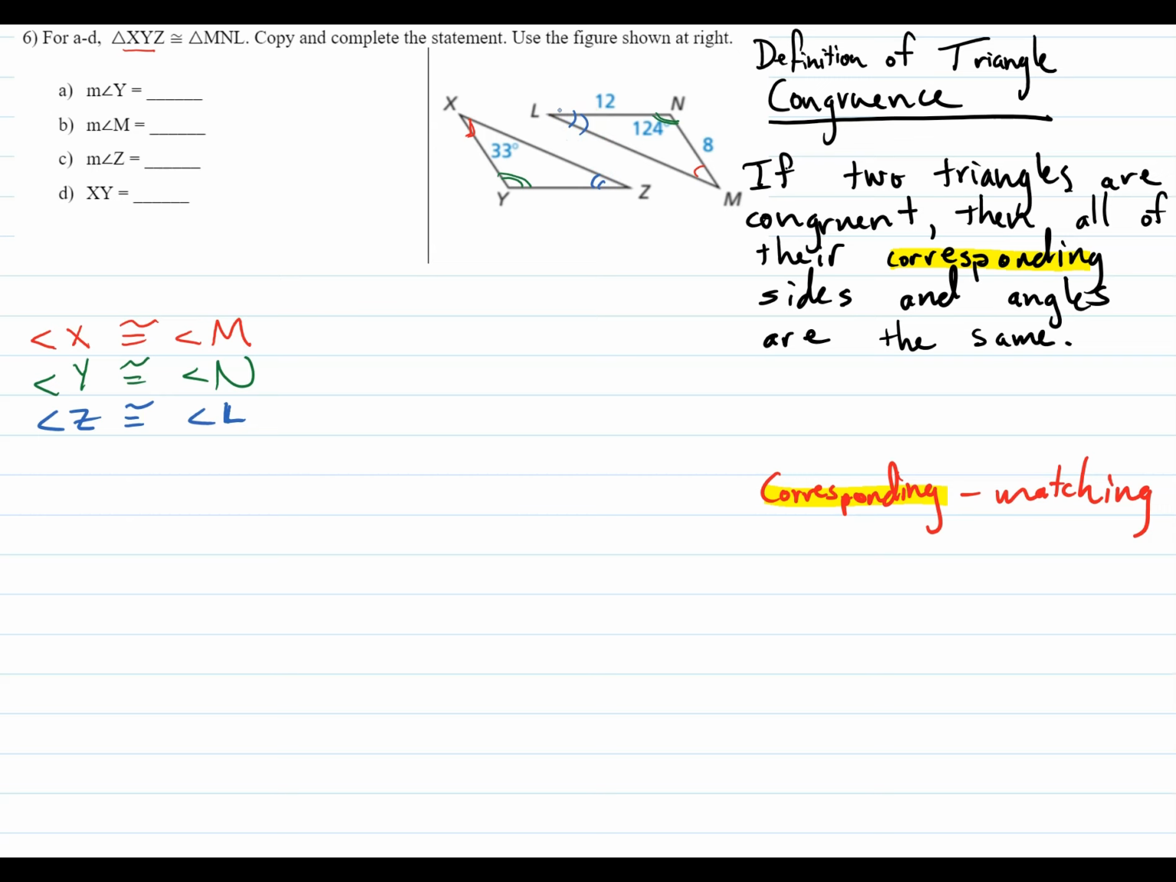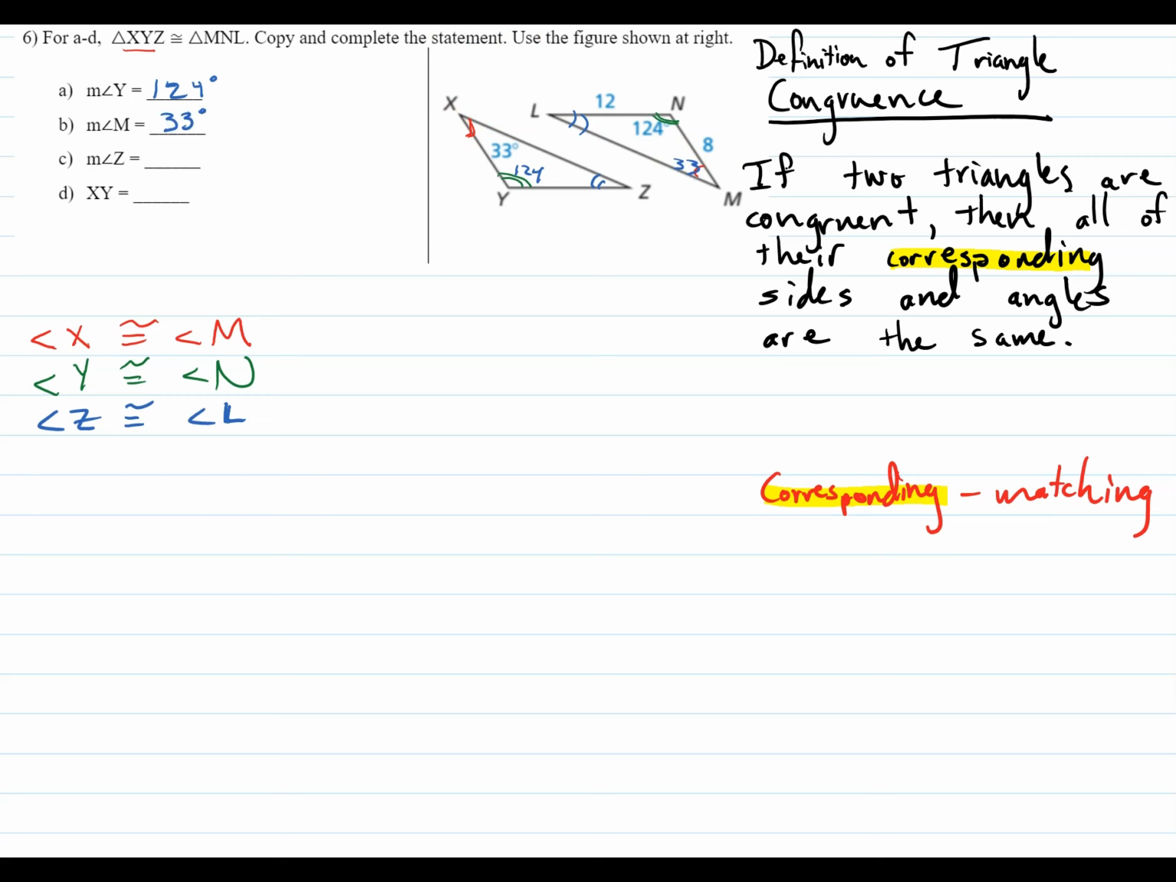Alright, can we find any of this information yet? Let's see. Angle Y corresponds to N. N is 124. So that means angle Y is also 124. Then let's look at angle M. Angle M corresponds to angle X. So because angle X is 33, angle M is 33.